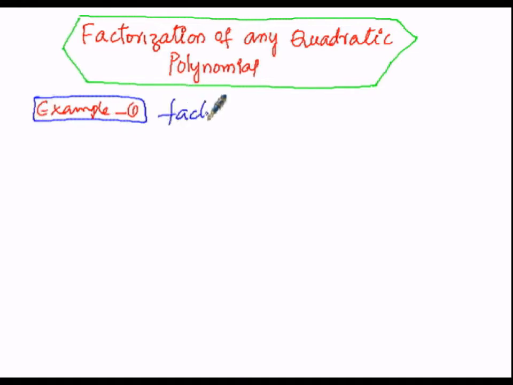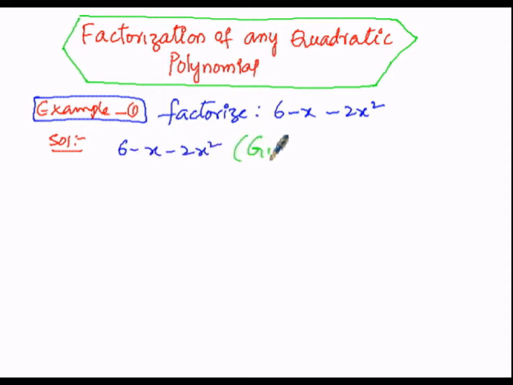Factorize 6 minus x minus 2x square. So, we have to factorize the polynomial which is given for us, that is 6 minus x minus 2x square. So, 6 minus x minus 2x square is the given polynomial.